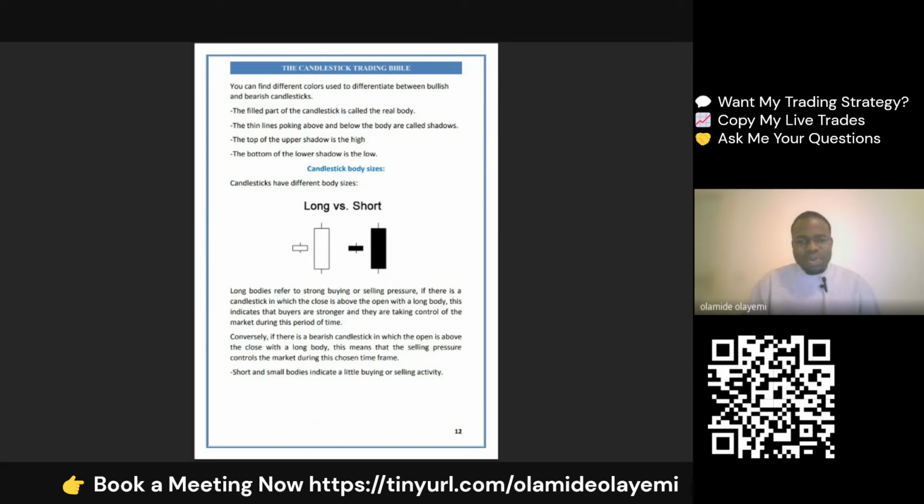Now, if you look at this, we are representing our candlestick that is white as a bullish candlestick, and we are representing the black as a bearish candlestick, meaning the price came down, the price went up. That's the meaning of bullish and then bearish.